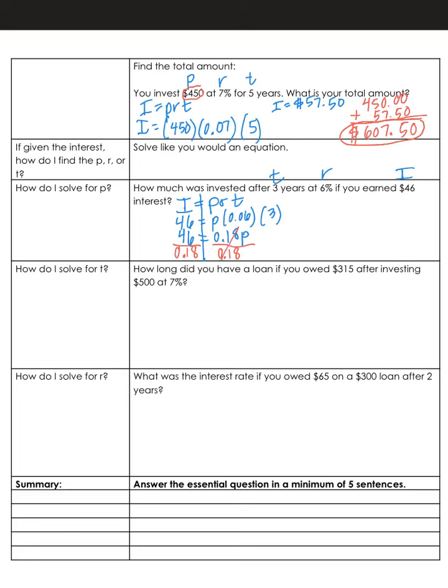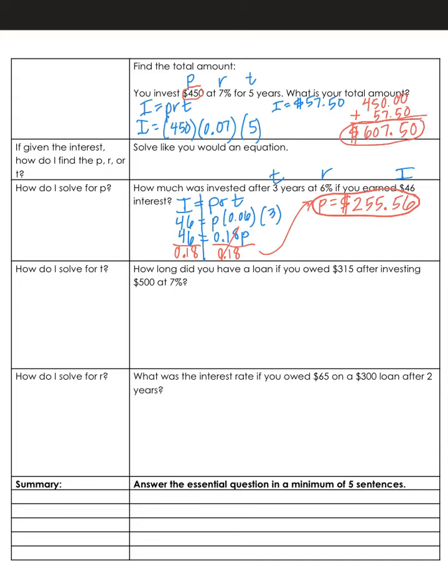And so we get P equals, and I'm going to put a dollar sign because we're talking about money, $255.56. So that is our principal amount. That's the amount of money that was originally invested. Okay, next we're going to find time, T.